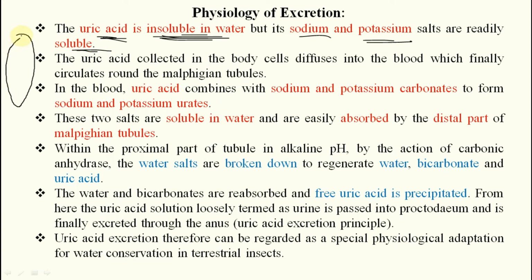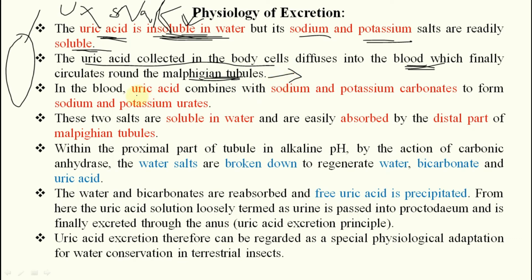Yes, sir. In the body cavity, two things are there: uric acid, and sodium and potassium. Here, what is happening? Uric acid is not soluble in water, but sodium and potassium are soluble in water. The uric acid is collected in the body cells and diffuses into the blood. It is transported in the blood, which is finally circulated around the Malpighian tubule. It will come near the Malpighian tubules. Now, as it is insoluble, it cannot be absorbed by the Malpighian tubule.